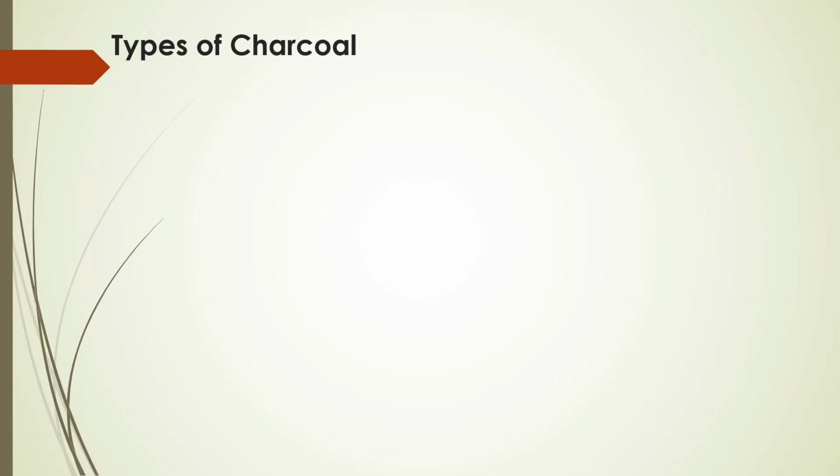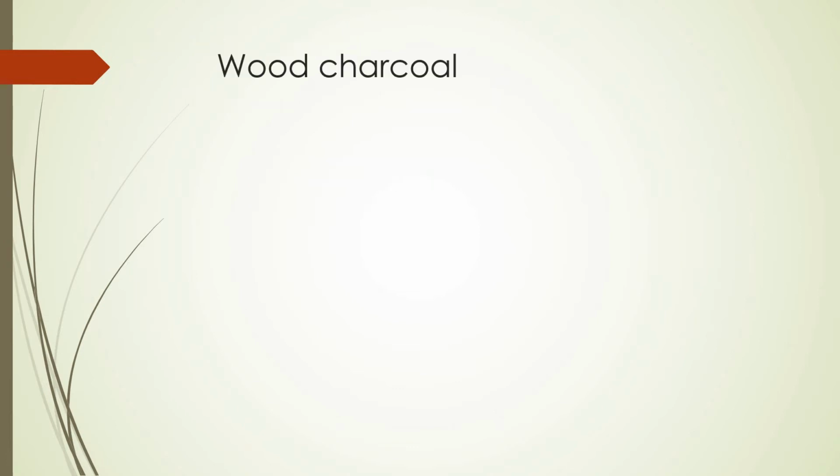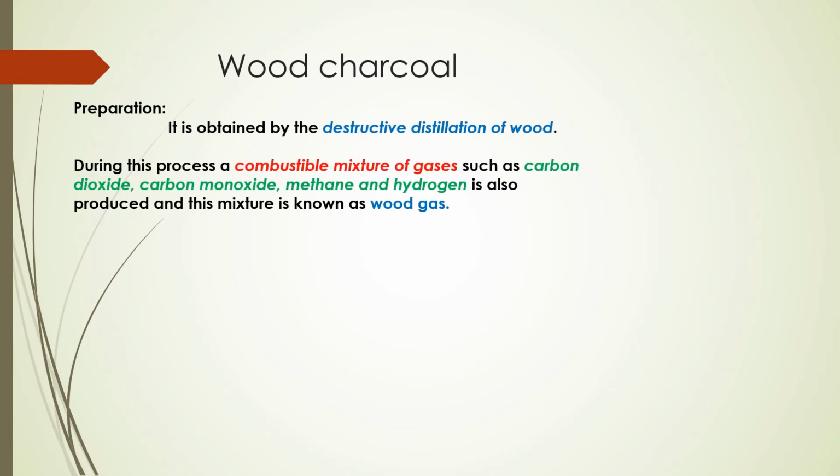Now let us see the different types of charcoal which are present. There are 3 types of charcoal: wood charcoal, charcoal made from wood; sugar charcoal, charcoal made from sugar; and bone charcoal, charcoal made from bone. Now let us discuss wood charcoal, and how it can be prepared.